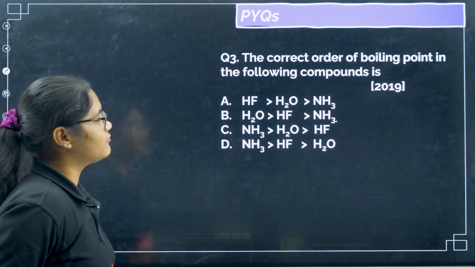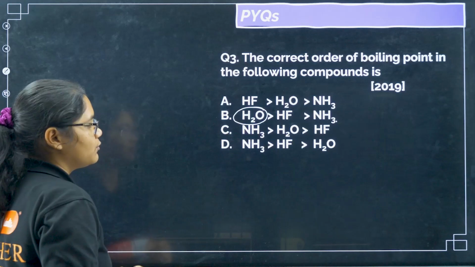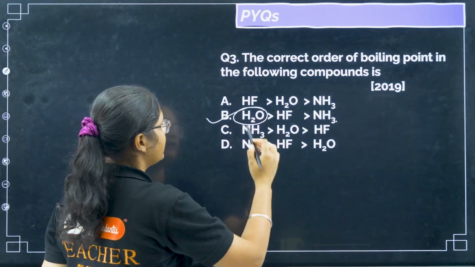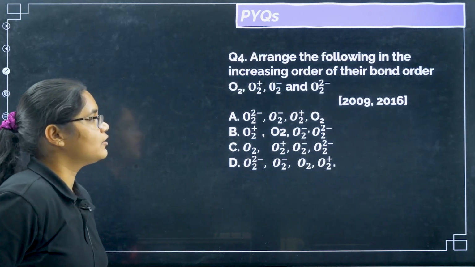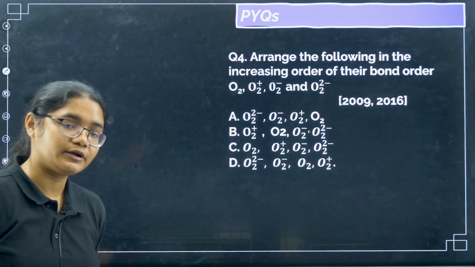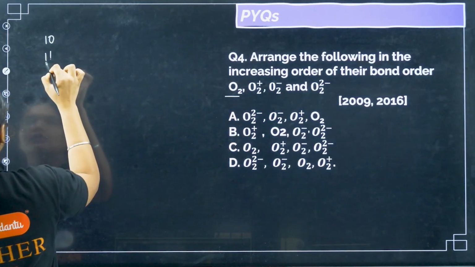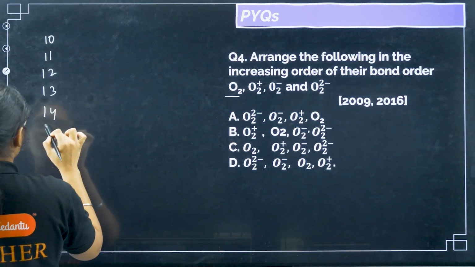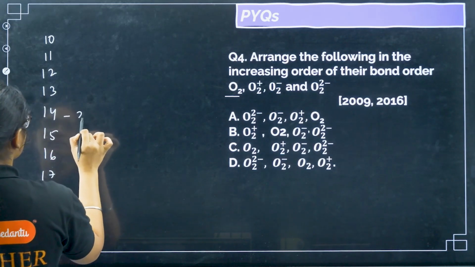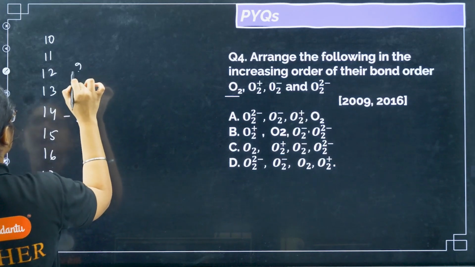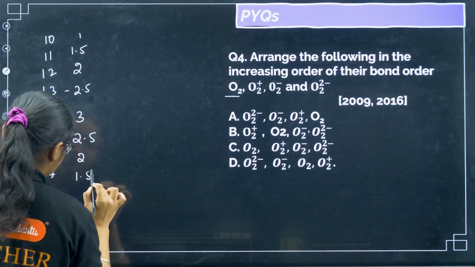Next, the correct order of boiling point of the compounds. Here we have strong hydrogen bonding, so water has a very high boiling point. So option number B. Next, arrange the following in increasing order of their bond order. I told you a trick to calculate the bond order. Let me first draw that table: 10, 11, 13, 14, 15, 16, 17 and 18. The bond orders are 3, 2.5, 2, 1.5, 1, 2.5, 2, 1.5 and 1.